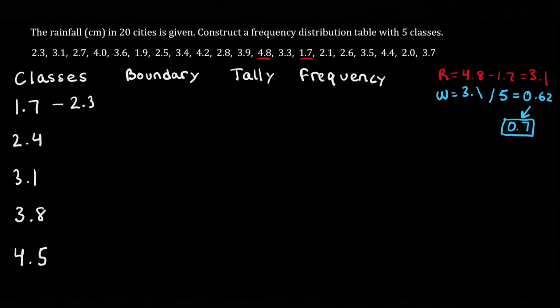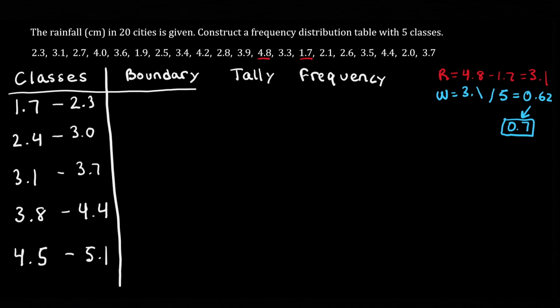Then to find the rest of the upper bounds, we can just add our class width. So the upper bound of the second class is 2.3 plus 0.7, which is just 3. Then 3 plus 0.7, which is 3.7. Then 3.7 plus 0.7, which is 4.4. Then the last class has an upper bound of 4.4 plus 0.7, which is 5.1. We've essentially created 5 even groups to fit our data in.